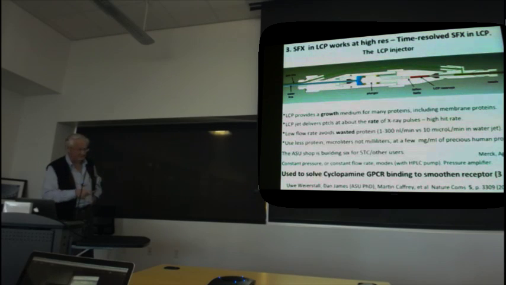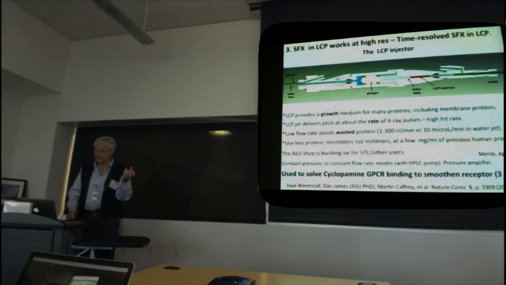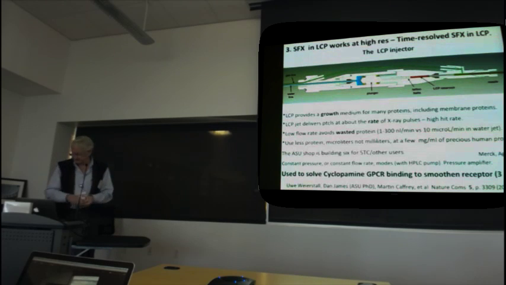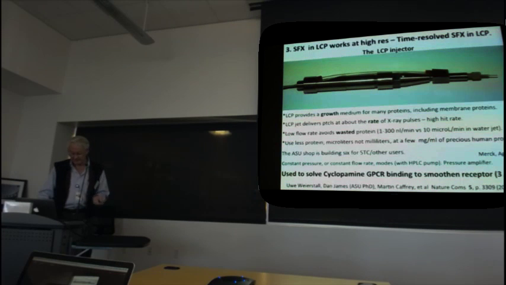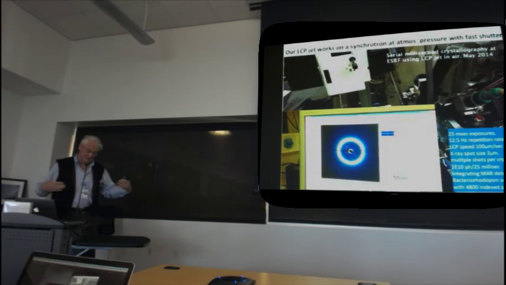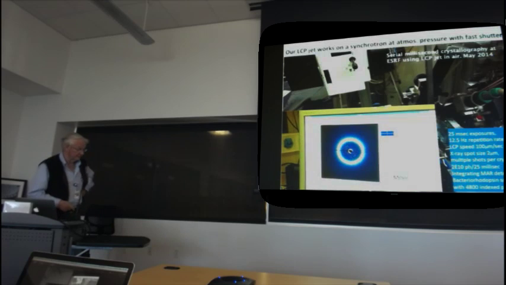It's a kind of pressure amplifier, not a force amplifier. It's not simple hydraulics, but you need the LCP has a constituency of car grease. So you need very high pressures to drive it out the end here. And it's been used to solve a couple of GPCRs, cyclopamine and human serotonin. It works, as Paul said, there's this collaboration now between synchrotrons and XFELs for mutual benefit to both.